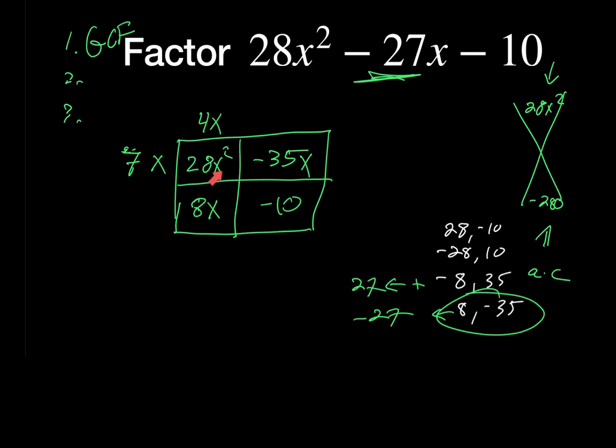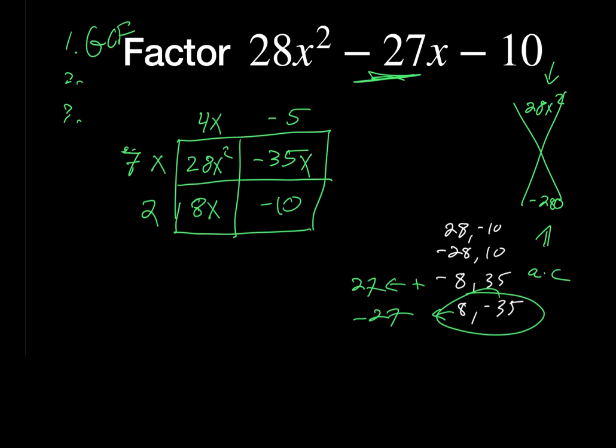X and x is x squared. 7x times what is negative 35? 7 times negative 5. 7 times negative 5 is negative 35. And then the x is there as well. Then going down, 4x to 8x, this would have to be 2, because 4 times 2 is 8. And then I look to see, does negative 5 multiply by 2 to give me negative 10? Yes, I have the right numbers.